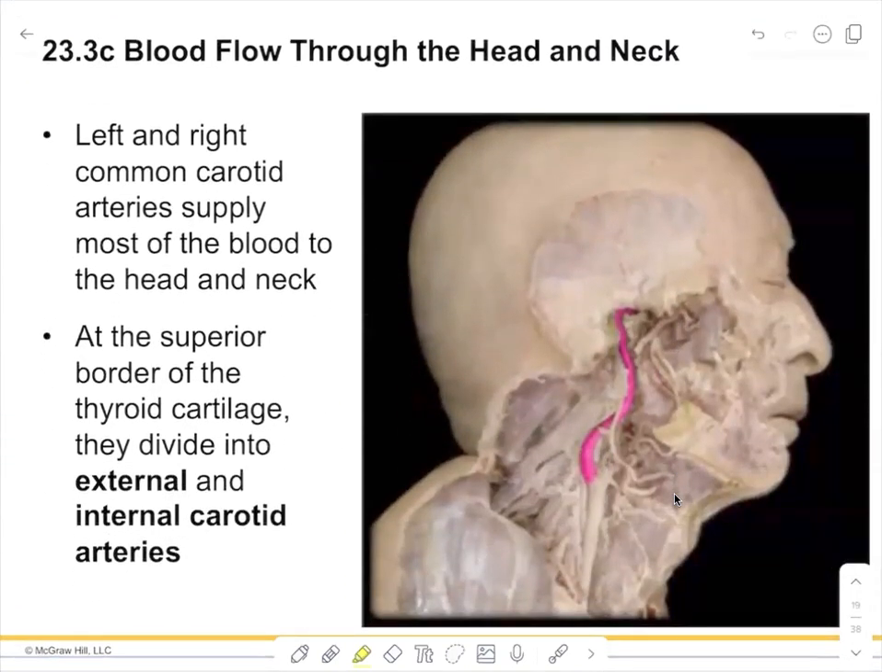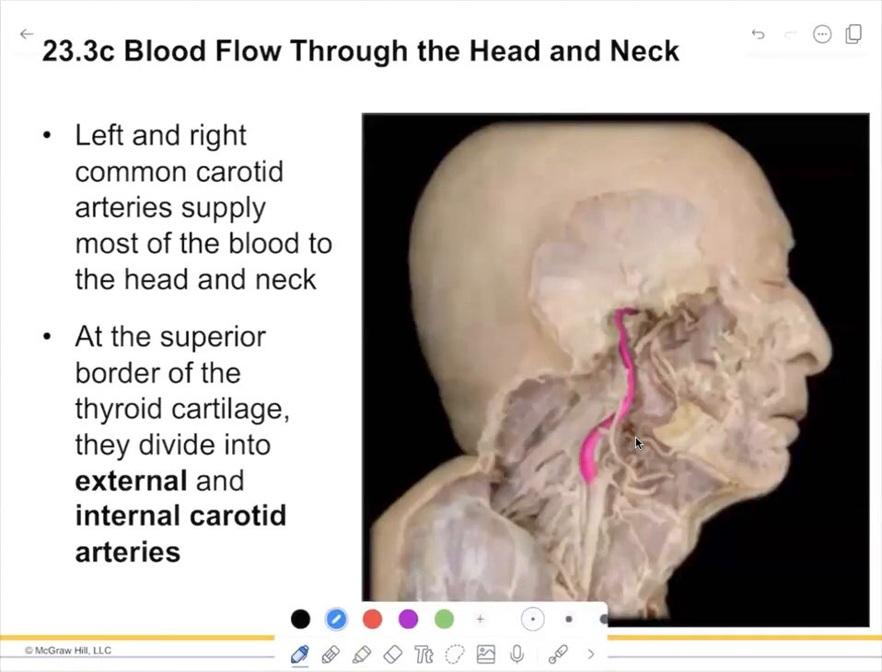This slide is showing us blood flow through the head as well as in the neck area. And in this case, this image is actually showing you the right internal carotid artery. So you should be able to identify this image on a quiz or on a test. So the left and the right common carotids are going to supply most of the blood to the neck and the head.